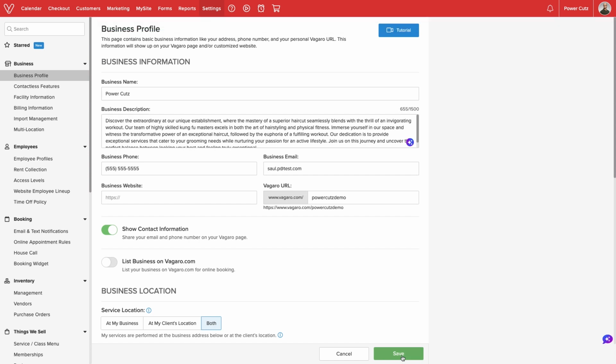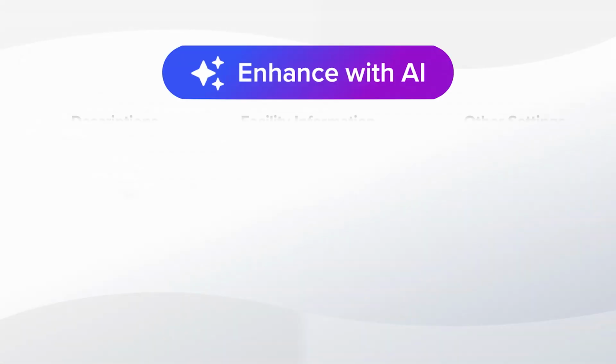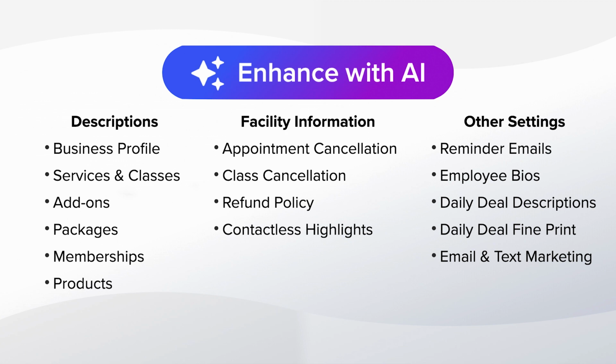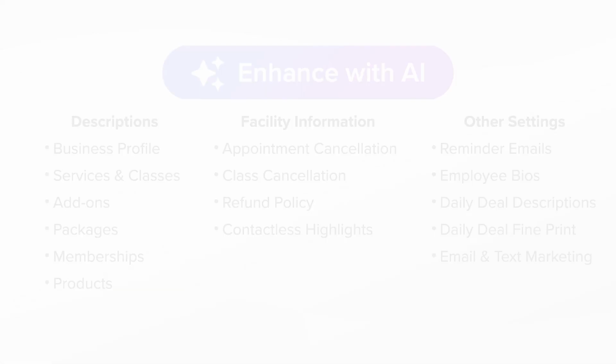If creative writing's not your thing, using Vagaro AI can help write professional descriptions in no time at all. You can also use AI for employee bios, service, class, and product descriptions, daily deals. You can even use it for email and text marketing blasts. Let Vagaro save you time and creativity so you can get back to doing what you love.